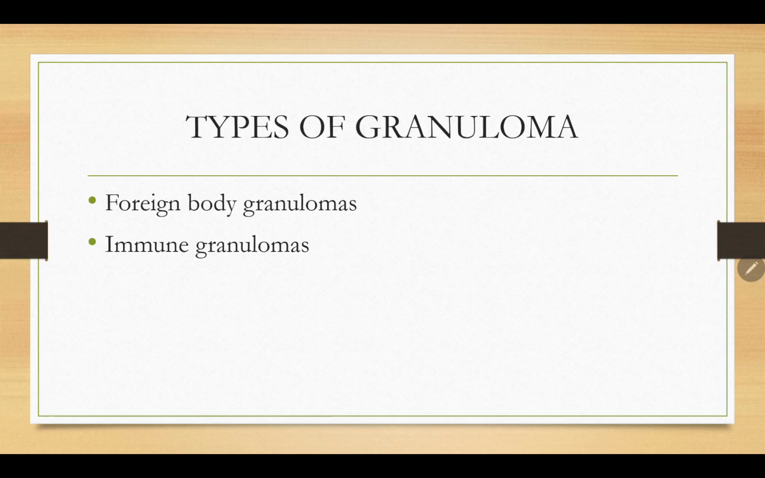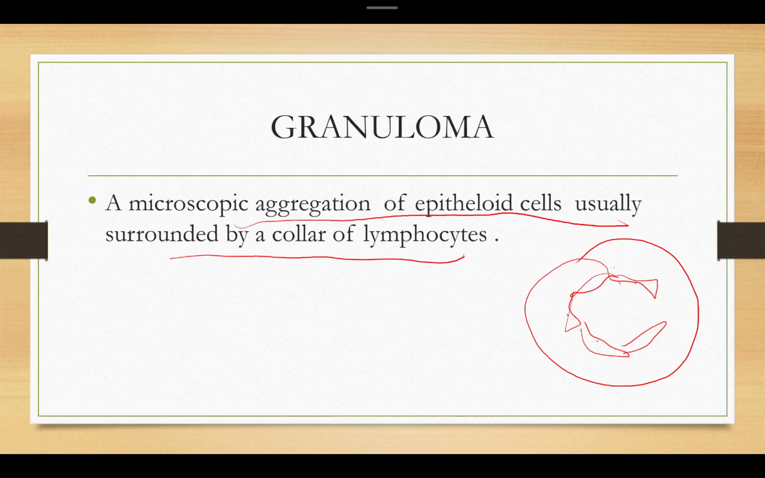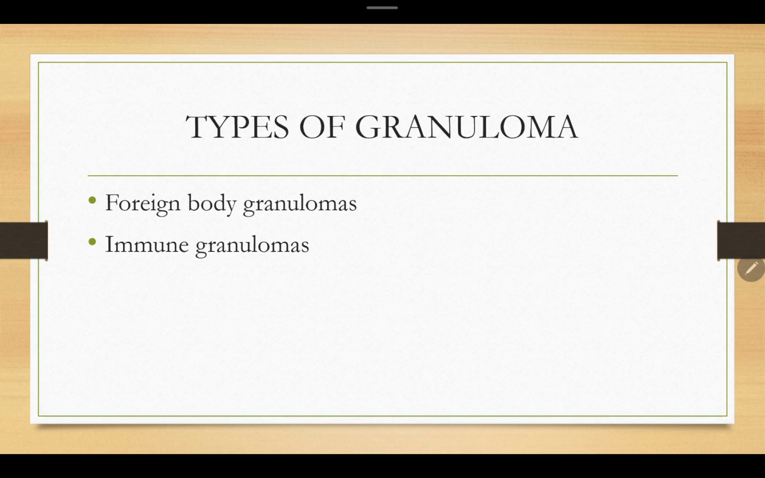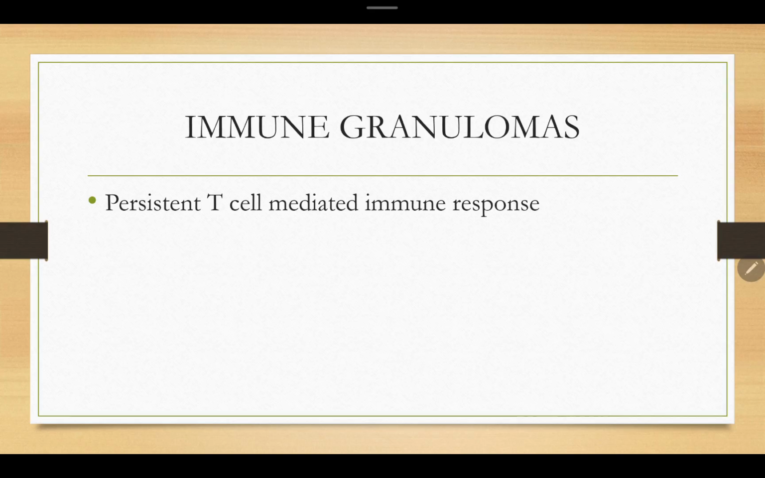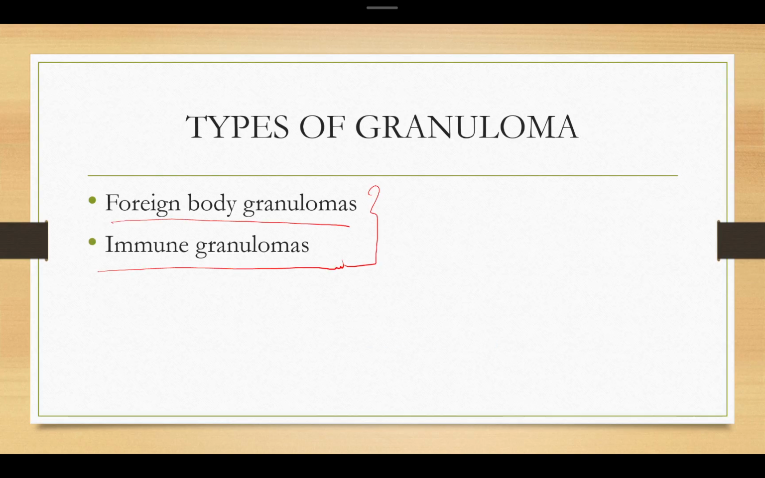So what are the different types of granulomas? When we ask for the definition of a granuloma, it is microscopic; only microscopically can we identify a granuloma. It is an aggregation of epithelioid cells surrounded by a collar of lymphocytes, with or without caseating necrosis. The types of granulomas we have are foreign body granulomas and immune granulomas.